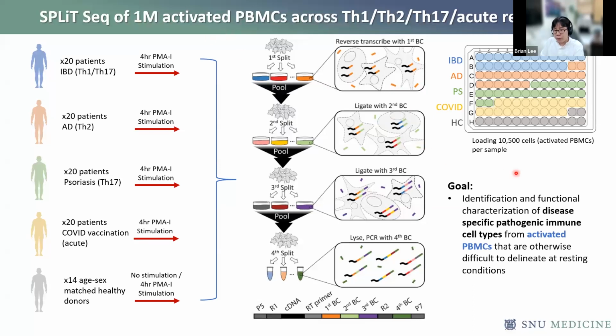And so the goal of this project was the identification and the functional characterization of disease-specific pathogenic immune cell types from activated PBMCs that are otherwise difficult to delineate at resting conditions. Many times when we work with PBMC samples, they've been cryopreserved and then maybe they've been rested, but most times they're at resting state. And so many times these pathogenic signatures that may be occurring in these diseases may not be well identified within the resting state. But when we subject them to activation by PMA ionomycin, we're able to better identify these pathogenic cell types.